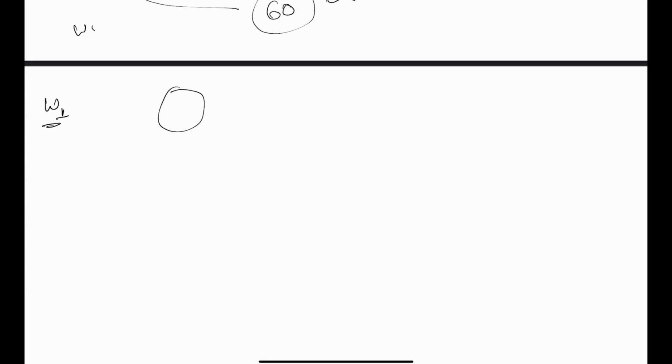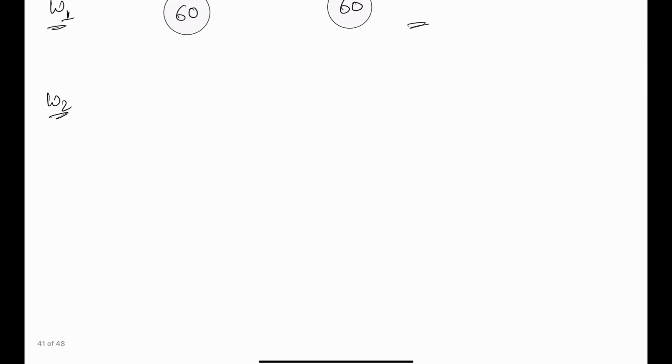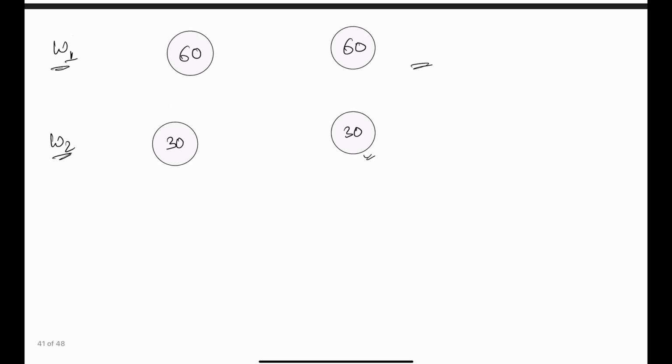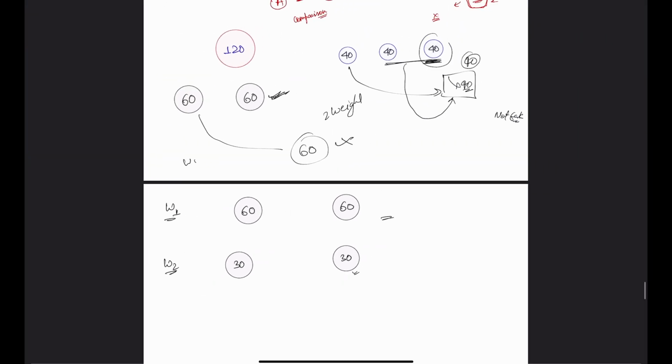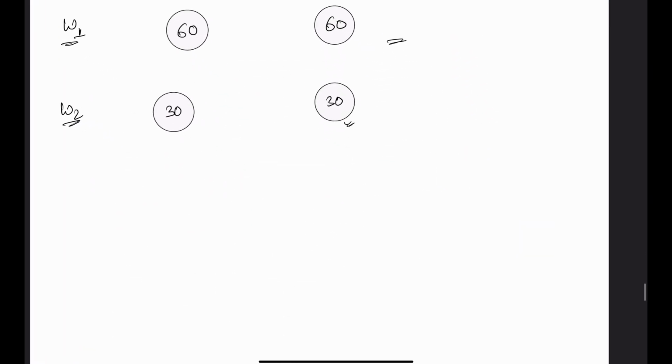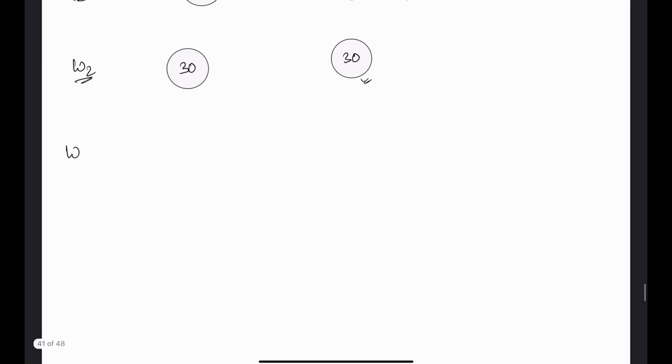he will do 60, and he will find out which one is fake. In the second weighing, suppose any one of them is fake, that fake one he will divide again into 30 and 30, right? And suppose he finds out this 30 is fake. So in this one, in two weighings he could only come down to 40 coins, and in this one he could come down to 30. So this is the efficient one in terms of spring balance.